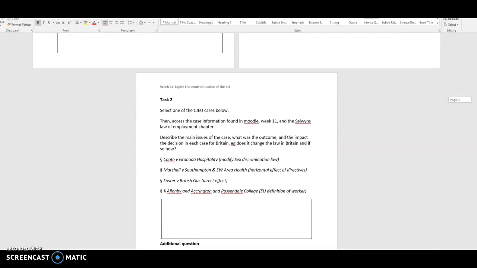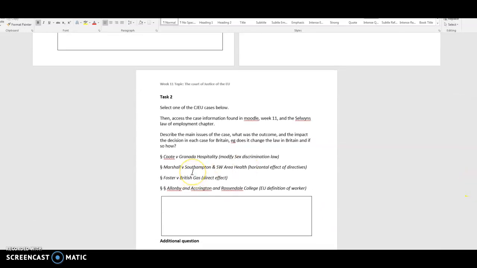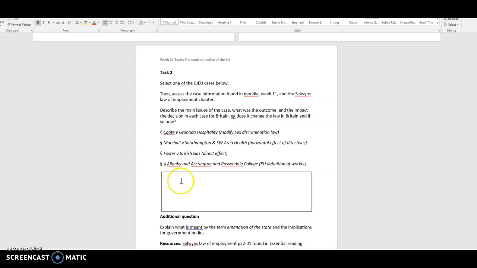And then task 2 is looking at some key cases, particularly as they come from Britain. And they've made a change, ironically, not just in EU law, back into UK law, if that makes sense. So Coote v Granada, Marshall, Foster v British Gas, and Allenby and Accrington, and Rosendale College. So you can pick any and just have a read of that.